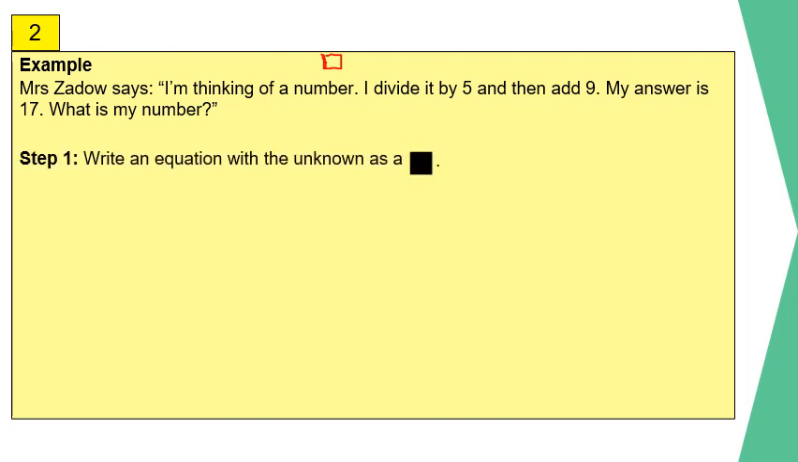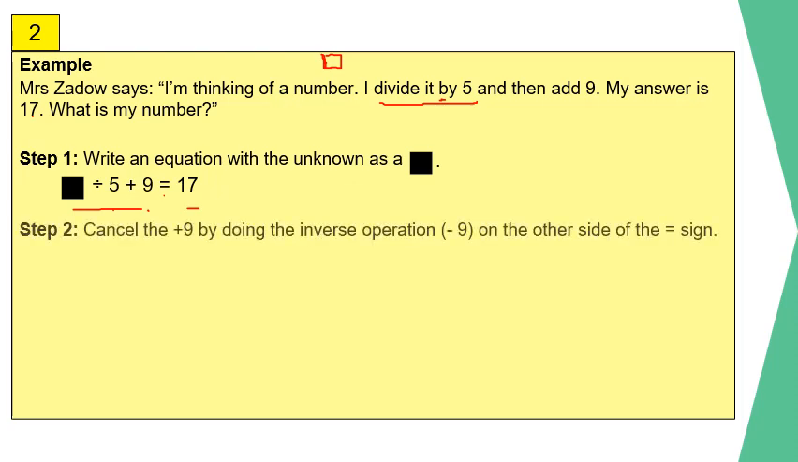So step 1, I'm going to write the equation or the number sentence with the unknown as a black square. It would start off with the black square. I'm going to divide it by 5, add 9, equals sign. Now we know that the equal sign doesn't just mean the answer. I know I've been saying that all week. It means that this side of the equation is balanced to this side, but for all intents and purposes here, we're going to put an equal sign and it's 17. So whatever all this stuff at the front is equal to, or the same as, 17.